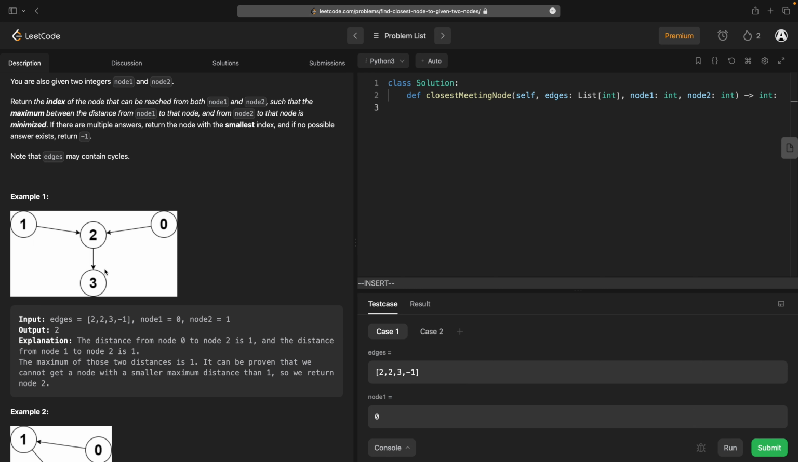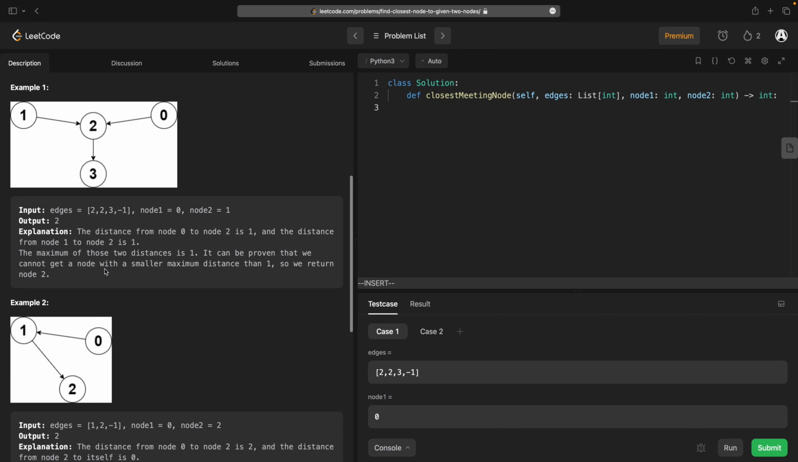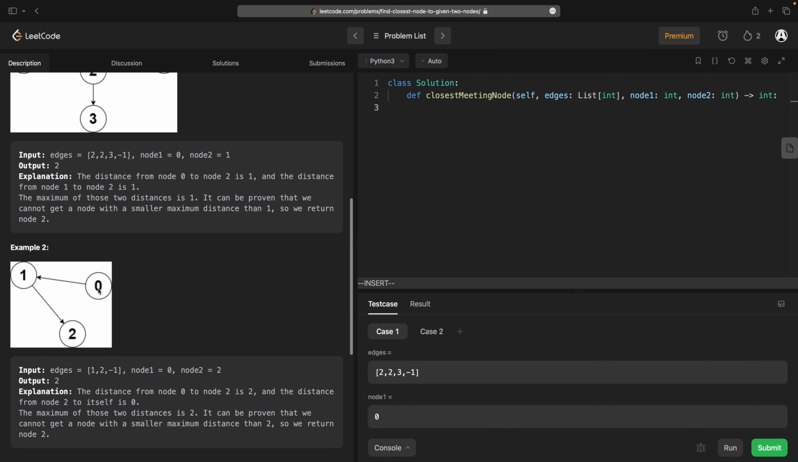Okay. So here, we're starting at node 0 and node 2. From node 0, we can connect to node 1. Node 2 cannot connect to node 1, so that doesn't matter, and it cannot connect to node 0 either. So node 2 can only connect to node 2. So the answer must be node 2 with a distance of 2, because this is distance 2 and this is distance 0. The maximum of those is 2, but that is the minimum distance.